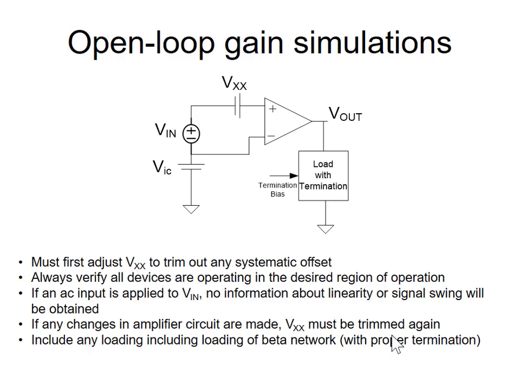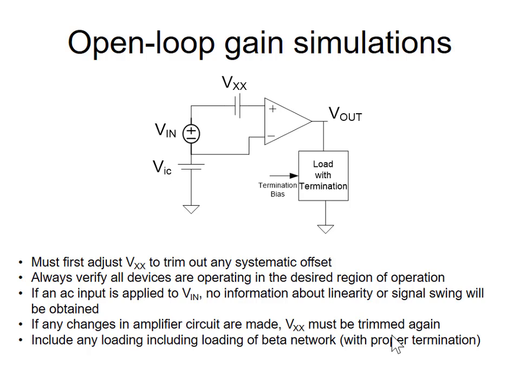So let me look at open loop gain simulations for a voltage series feedback scheme where the A amplifier and the beta amplifier are both voltage amplifiers. This is a common simulation circuit we set up. We first of all put the common mode input voltage that we want for our amplifier, find out where we're going to operate it at. Put a small signal input in and put VXX in to trim out any offset voltage that we may have on the amplifier.